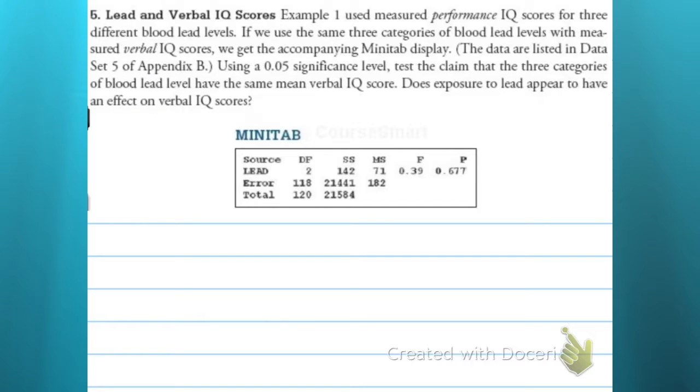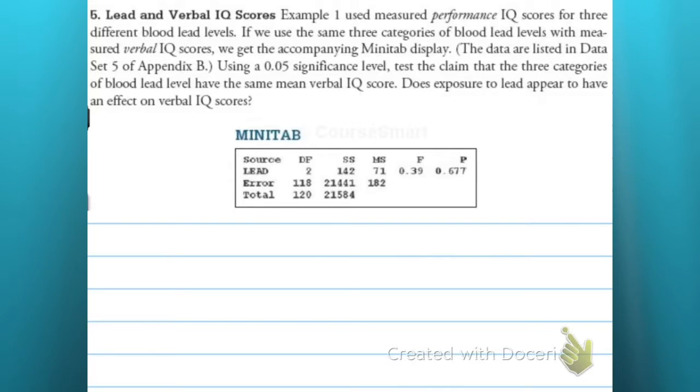Lead and verbal IQ scores. Example one used measured performance IQ scores for 3 different blood levels. Yeah, we're doing this for Claudia. If we use the same 3 categories of blood levels with the mean measured verbal IQ score, since I'm reading so well, I think I've had too much lead. When we get the accompanying Minitab display, the data lists the data in all 5.